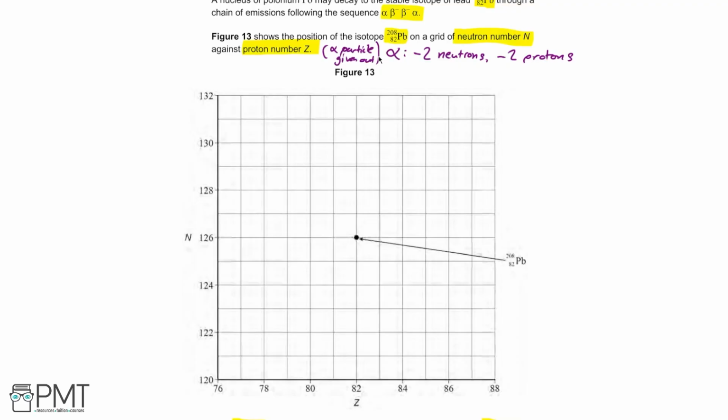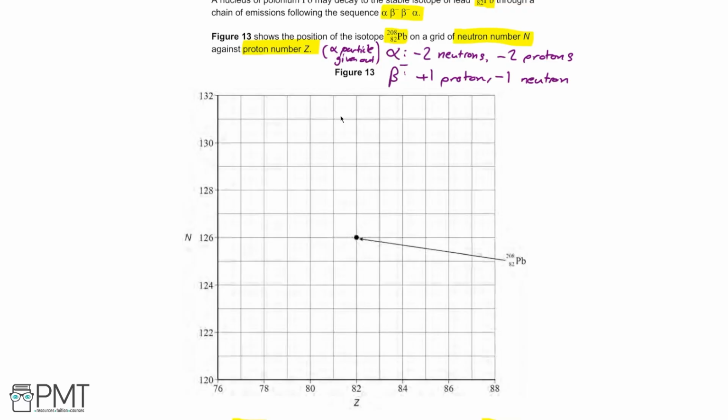Whereas in beta decay, the actual nucleon number of the nucleus doesn't change, but instead, because a beta minus particle, an electron, is given out and charge is conserved, it means that one of the neutral particles in the nucleus, a neutron, must become a proton. So we have +1 to the proton number, and -1 neutron, because one of the neutrons has turned into a proton.